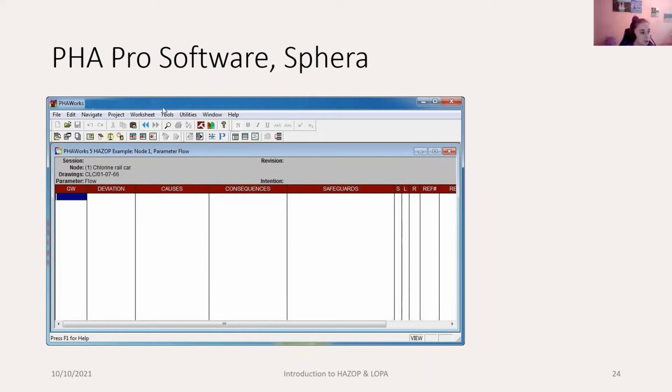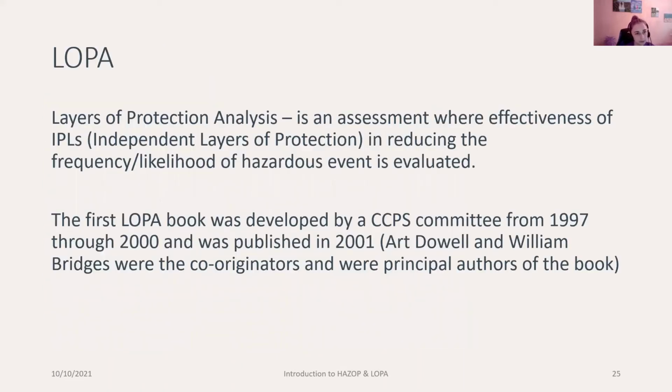from happening. So what is LOPA? LOPA is an acronym standing for Layers of Protection Analysis and is an assessment where we assess the effectiveness of IPLs, which are independent protection layers, in reducing the frequency and likelihood of a hazardous event. So the first LOPA book was developed by the CCPS committee from 1997 through 2000 and was published in 2001.